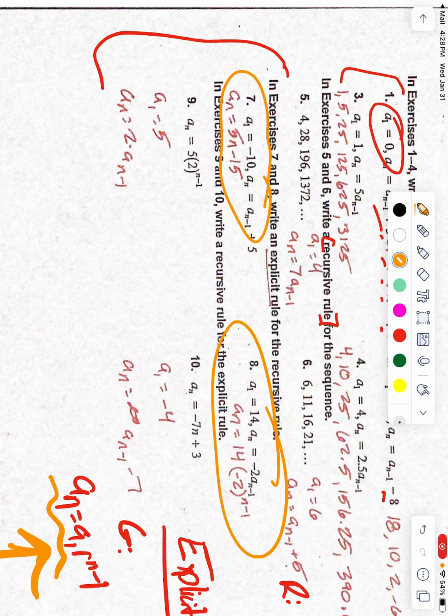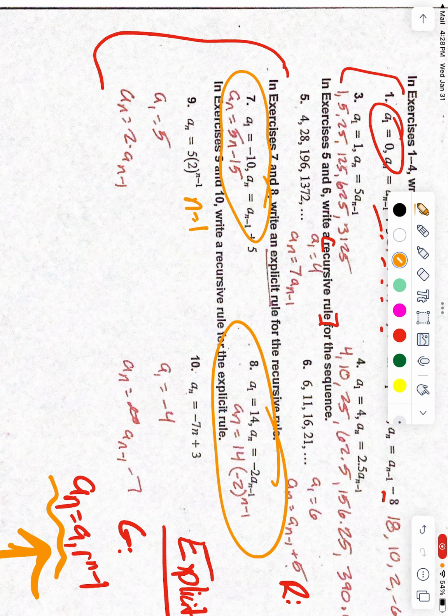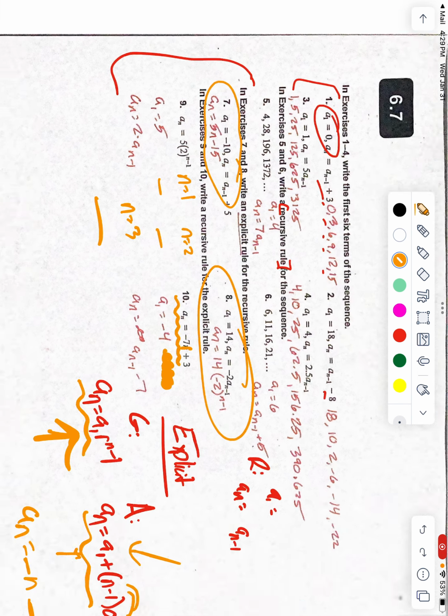If we're having a hard time with 9 and 10, plug a couple numbers in. Plug 1 in, see what you get. Plug 2 in, see what you get. Plug 3 in, see what you get. And then you can start to identify the pattern. Don't get tricked with number 10. It's very common for people to say -7 or 3 are our first term. Nope, we need to plug 1 in, and then we can see that -4 is our first term.